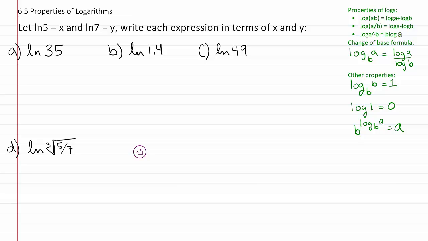Let ln of 5 be equal to x and ln of 7 be equal to y. Write each expression in terms of x and y. All right, so let's look at example A here. It says ln of 35.